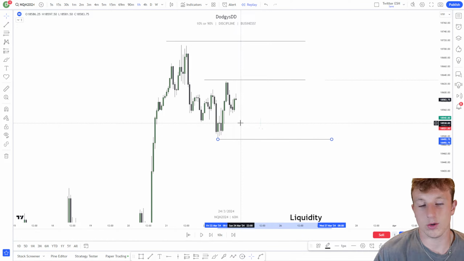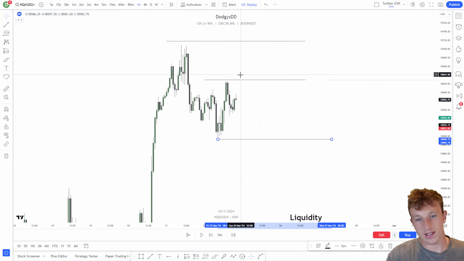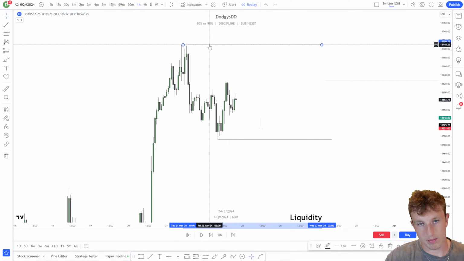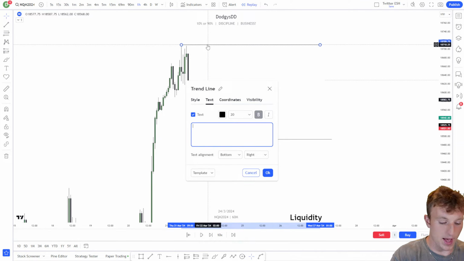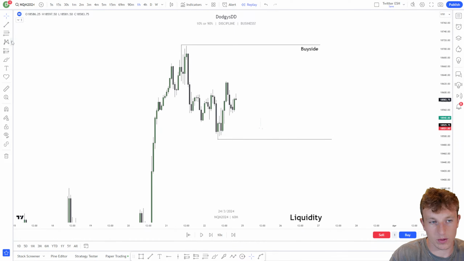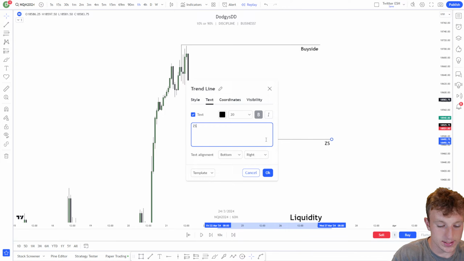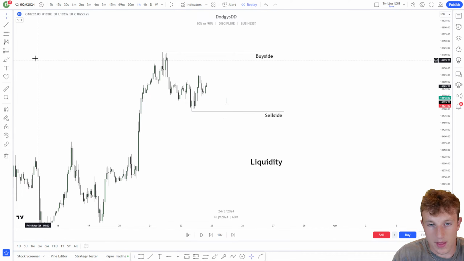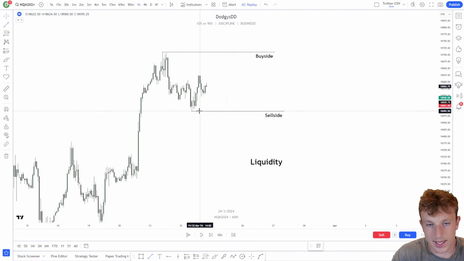So there's two types of liquidity: buy side liquidity and sell side liquidity. This would be buy side liquidity because it's on the buy side. All right, so this is buy side liquidity, and this is sell side liquidity. This is considered sell side, this is considered buy side. Now, the market hasn't hit any of these, so that's why they are liquidity.